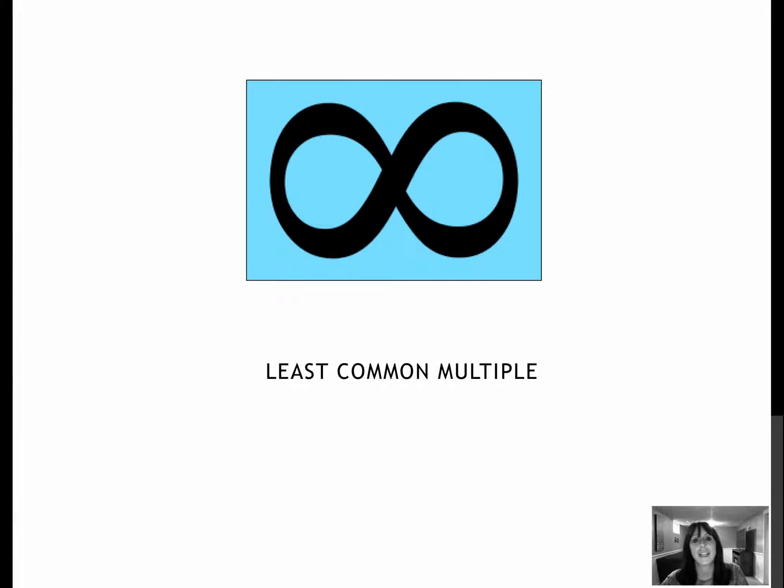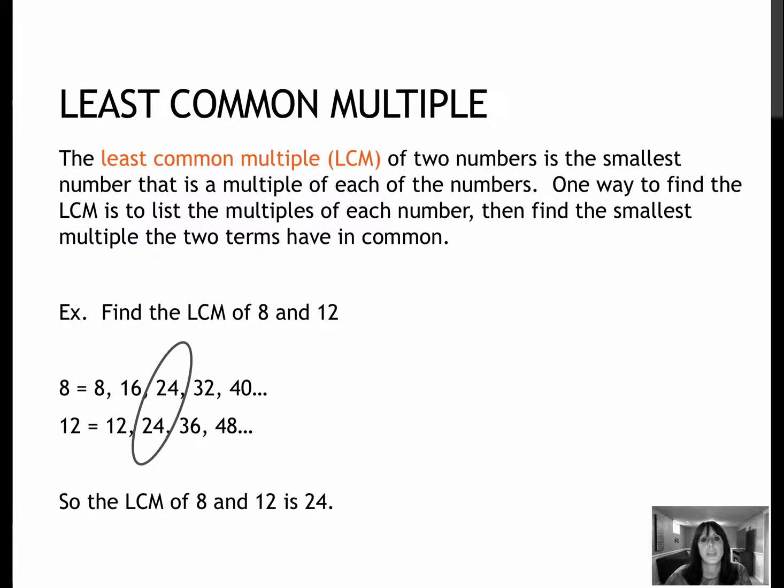This lesson is on finding the least common multiple. And the least common multiple, or LCM for short, is the smallest number that our other numbers go into. So the smallest number that is a multiple of the other numbers.